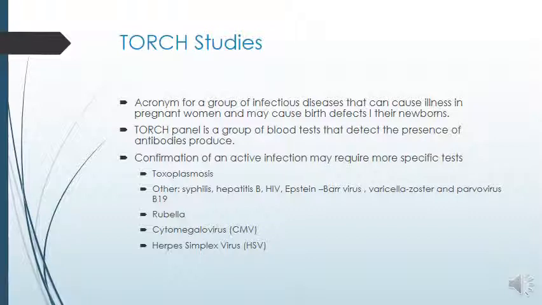It's an infection with Toxoplasma gondii, which is a protozoa. It can be acquired during pregnancy through cat litter, infected cats, drinking unpasteurized milk, goat's milk primarily, or eating contaminated meat. The O stands for other, and it can be various things such as syphilis, hepatitis B, HIV, Epstein-Barr virus, varicella-zoster virus, and parvovirus B19.